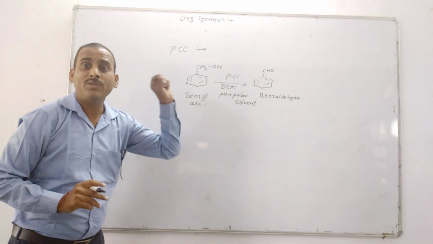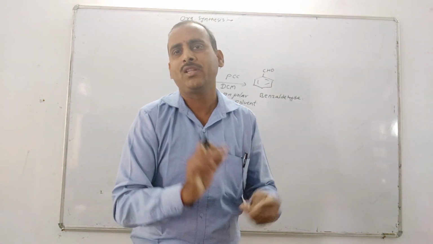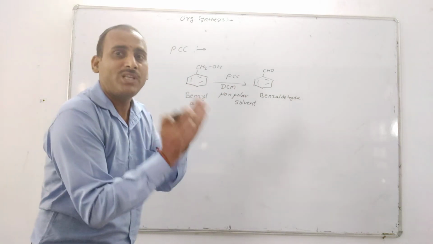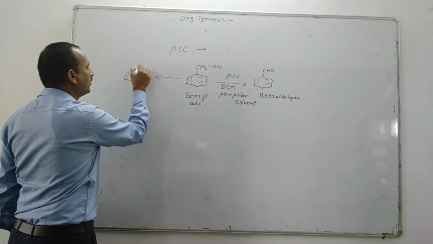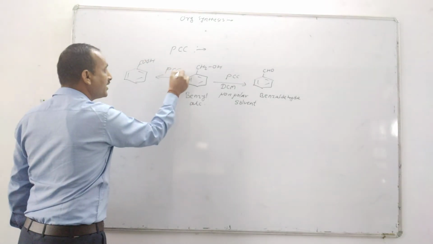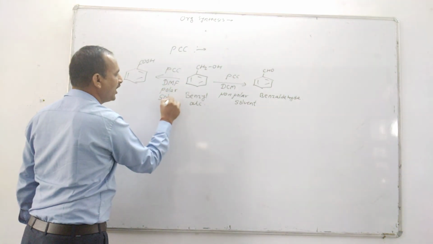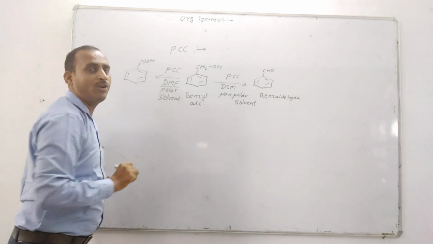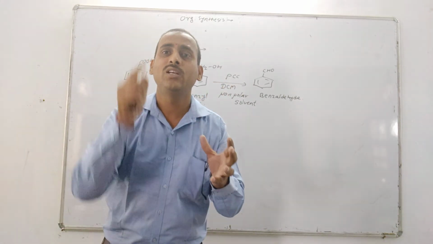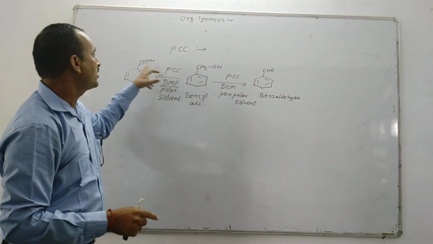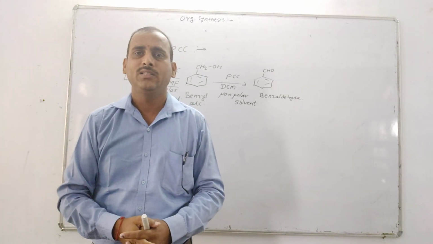In non-polar solvent we get the aldehyde; if the same oxidation is carried out in a polar solvent, DMF, then this benzyl alcohol by using PCC gets oxidized to benzoic acid, COOH. PCC and DMF, polar solvent. If DMF, dimethylformamide, is used as a polar solvent, then the alcohol gets oxidized to carboxylic acid. Primary alcohol gets oxidized to carboxylic acids.